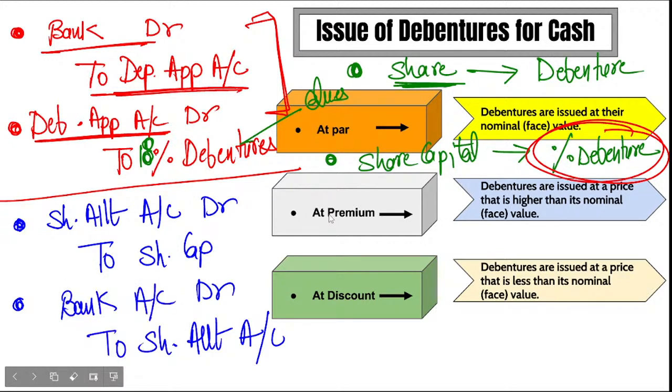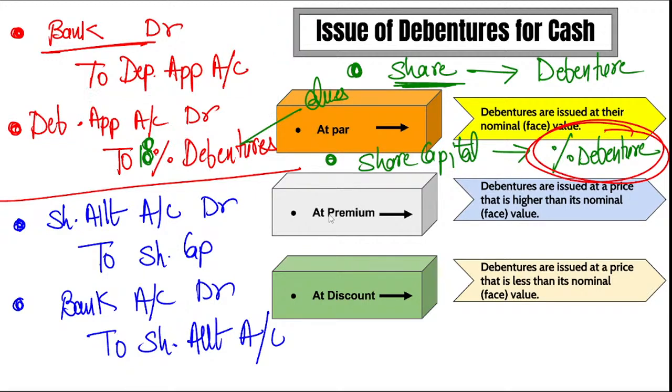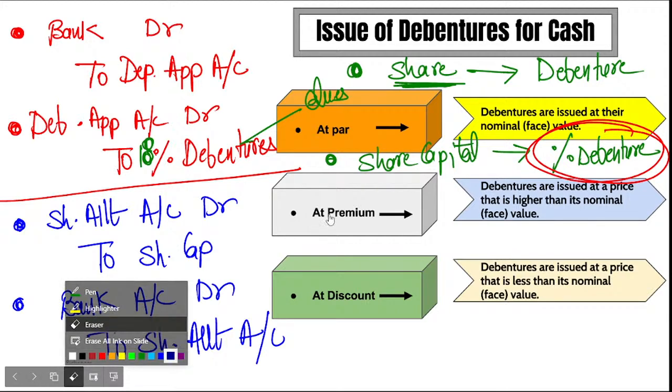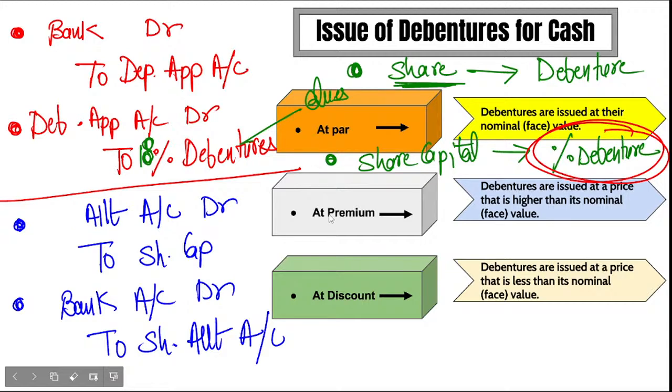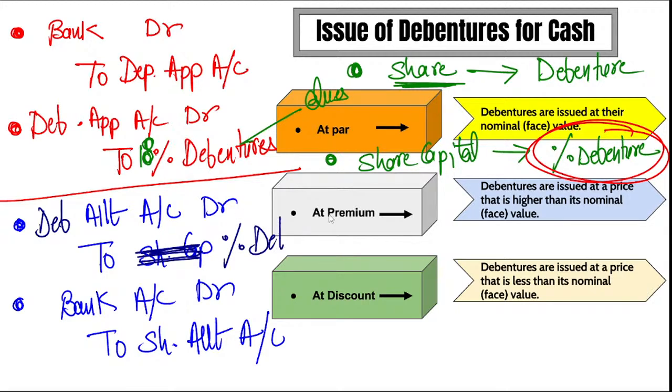So entries for allotment also will remain the same. We will only replace the word shares. शेयर को हटा देंगे और क्या आ जाएगा? डिबेंचर अलॉटमेंट. एंड शेयर कैपिटल को हटा के क्या आ जाएगा? परसेंटेज डिबेंचर. फिर शेयर्स को हटा देंगे और शेयर्स की जगह आ जाएगा डिबेंचर अलॉटमेंट.